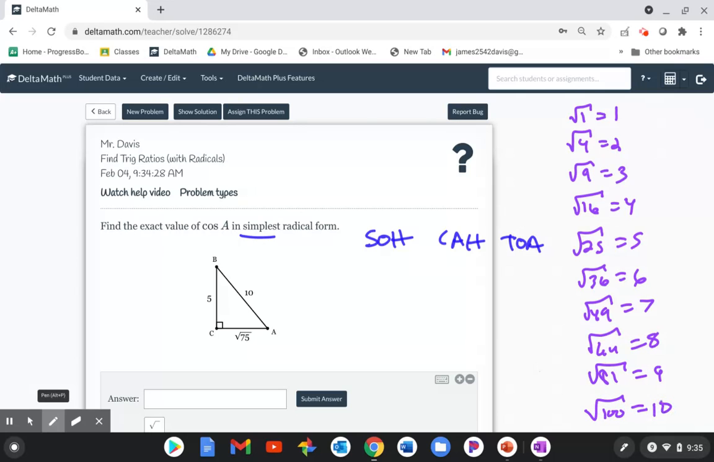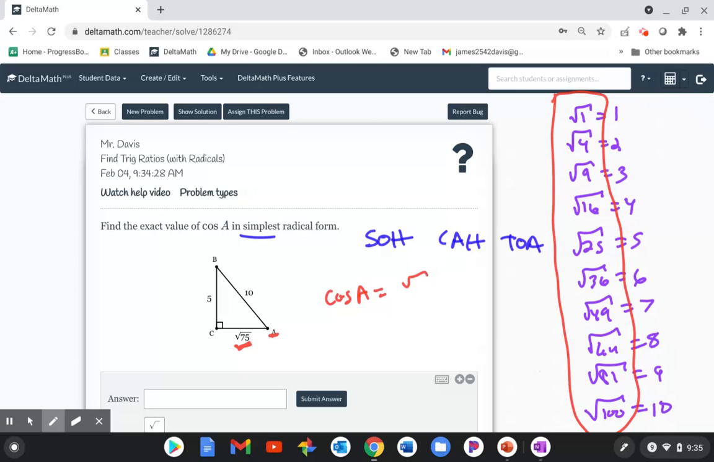So when we go to simplify these radicals, we're going to be looking for basically one of these numbers here. We're going to be looking for one of those to split it into. Okay, so let's go ahead and try the next one. The cosine of A. Here's A. Cosine is adjacent over hypotenuse. So adjacent is radical 75, and hypotenuse is 10. Okay, so we do need to simplify this.